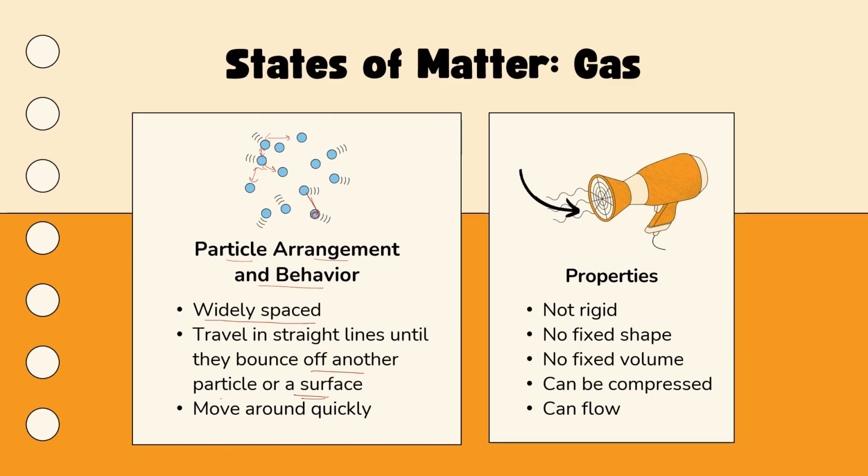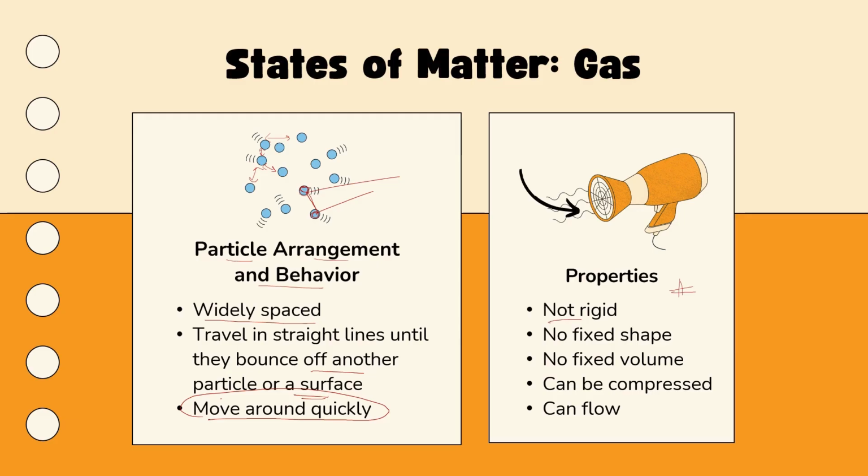When it is moving in a straight line, it gets struck by another particle and then it starts moving somewhere else. From here it will go somewhere else in a straight line until it is struck by another particle. They move around quickly because there is so much space in between.